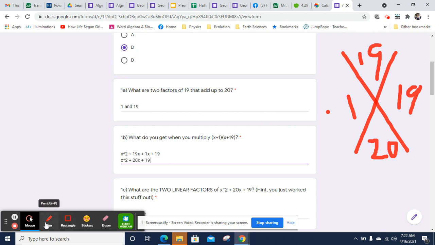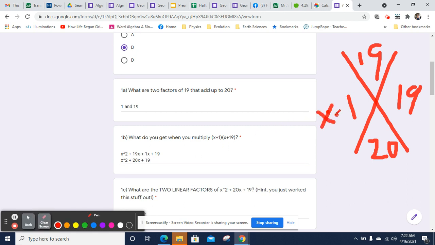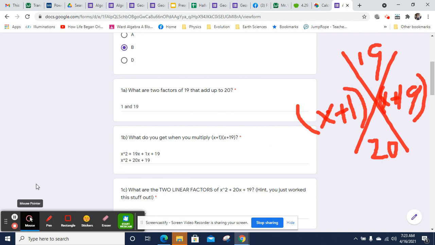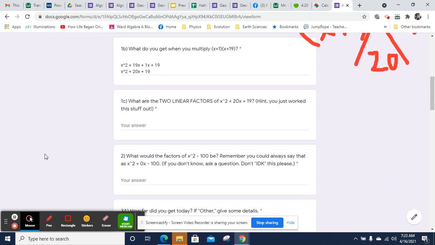Okay, and I could have over here gone ahead and said x plus 1 if I were factoring x squared plus 20x plus 19, and I could set up the factors using this nice handy-dandy tool. So x plus 1 times x plus 19. All right, now, oh, look at that.